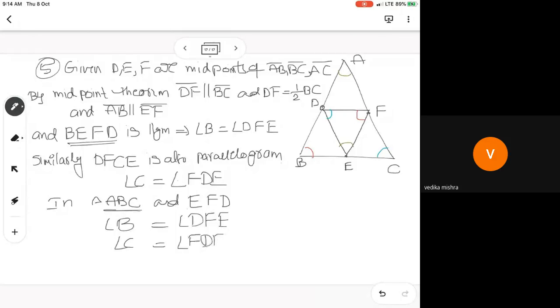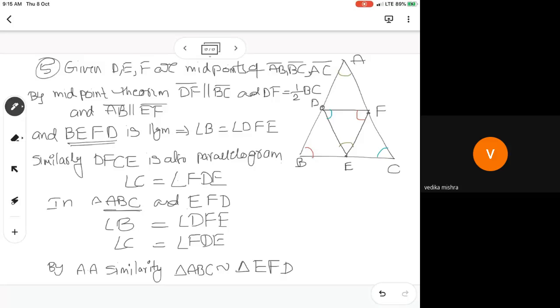So therefore you can say that by AA similarity, triangle ABC is similar to, here most of the students will make the mistake. They write DEF, not EFD.